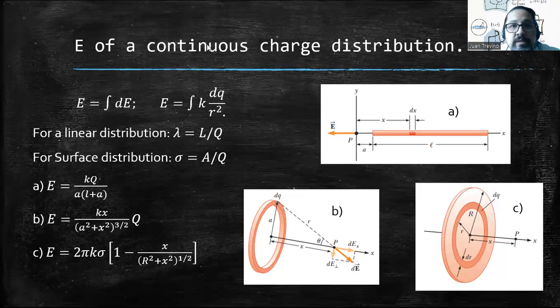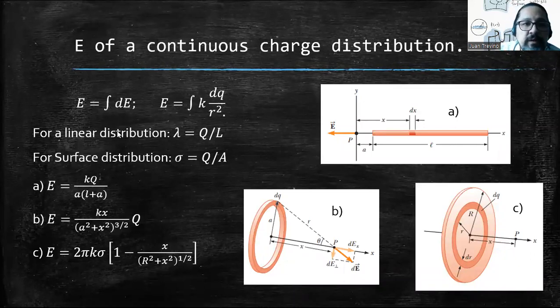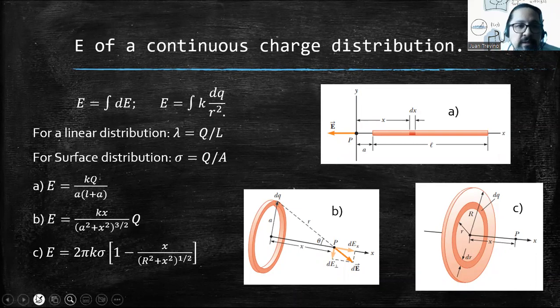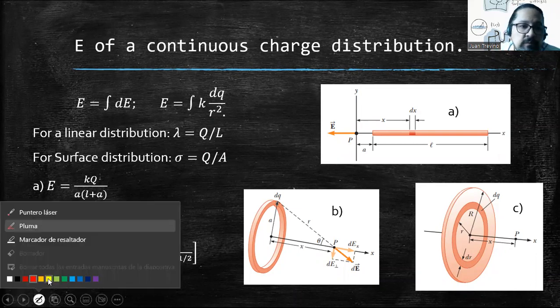Let me make a pause at this point. All right, sorry for the pause. I'm back. I noticed that the formulas for linear distribution and surface distribution were wrong, and in this image they are already corrected. If you rewind the video a little bit, you'll see that they were wrong before.